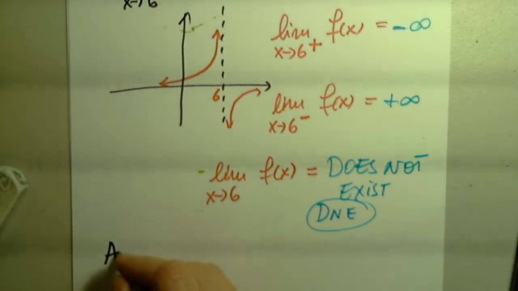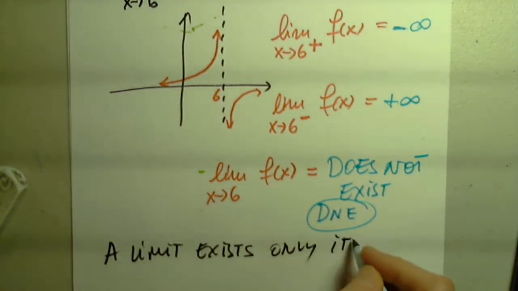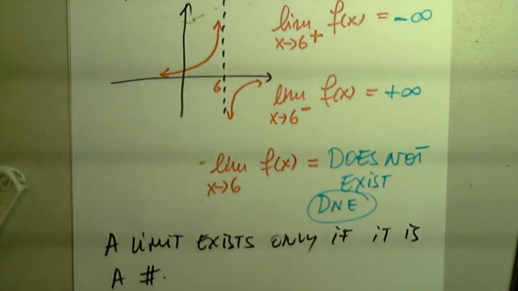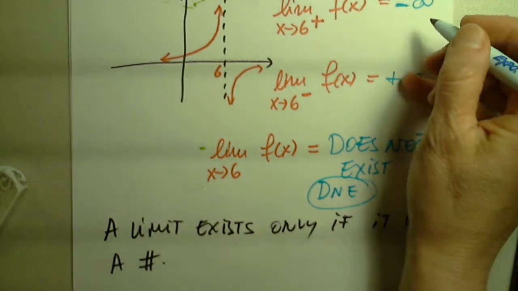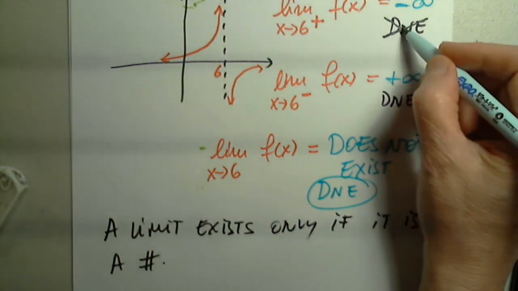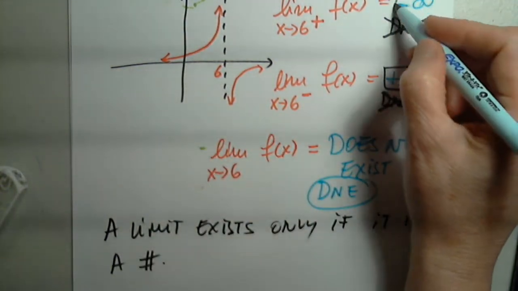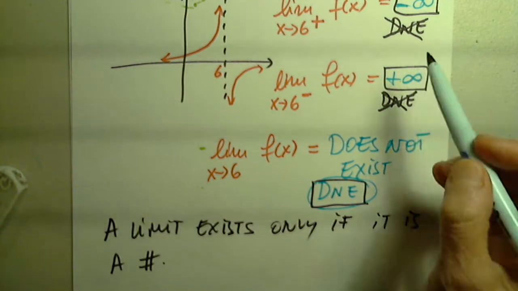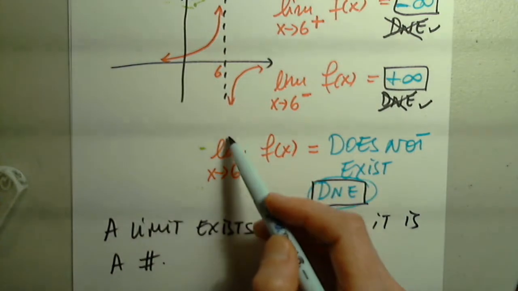So a limit exists only if it is a number. If I can't give you that number, the limit does not exist. So this is DNE. This is DNE, but I cannot write the DNE. I have to write this in this case, and I have to write this. Here I have no choice, but it's still DNE. This is correct, but I cannot write DNE. I have to write negative infinity.